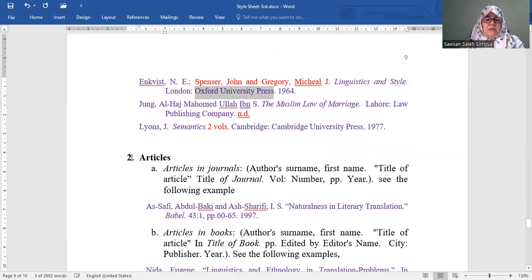Notice this book doesn't have a date. So at the end, I say ND. This book, Semantics by Lyons, has 2 volumes. So I write 2 volumes.